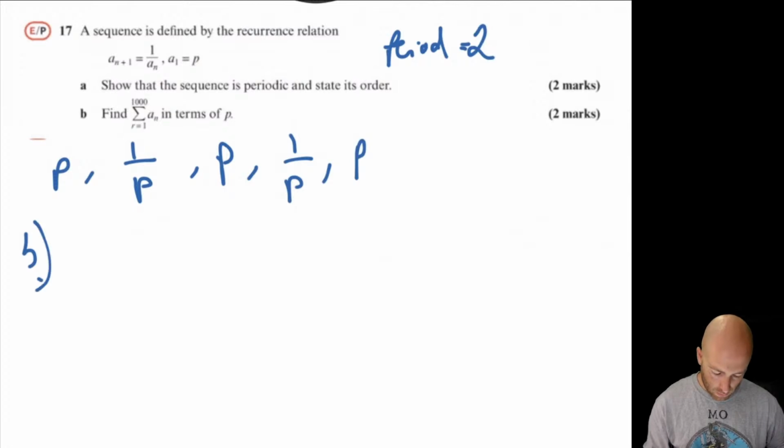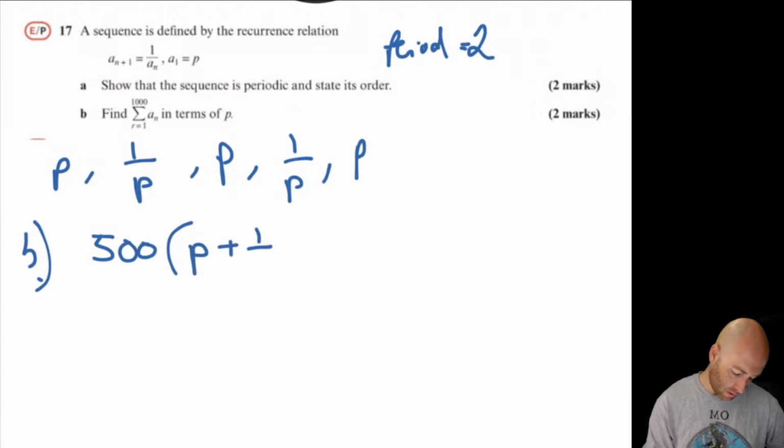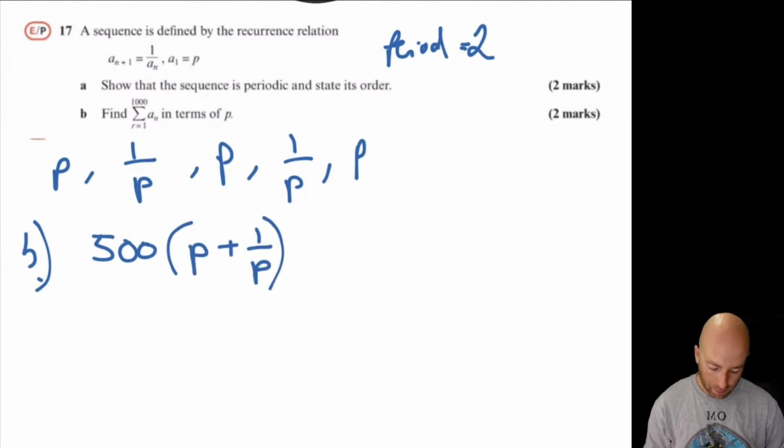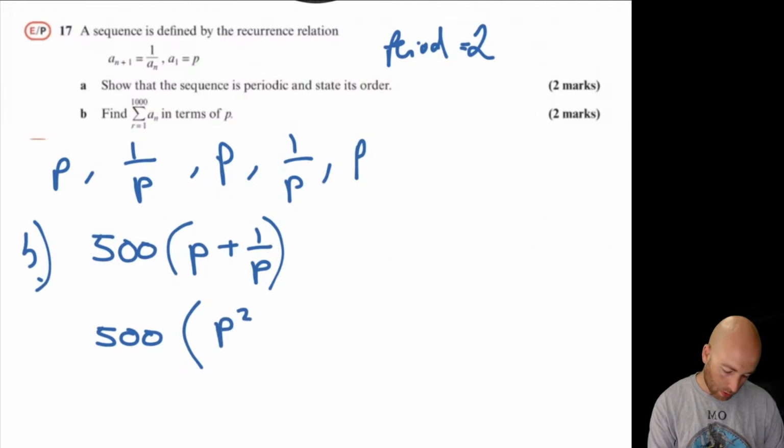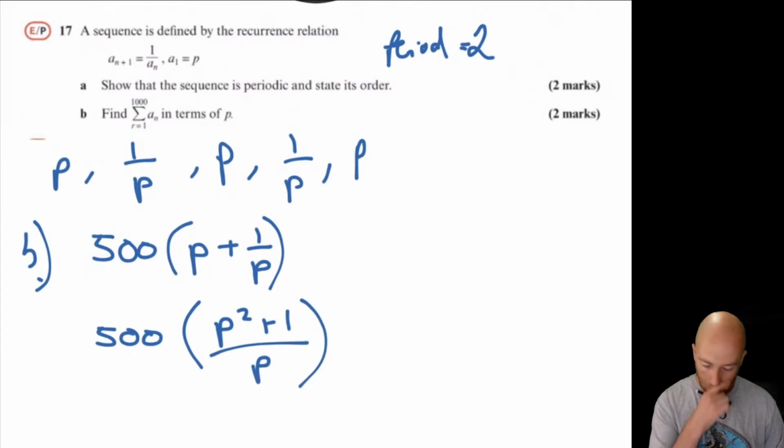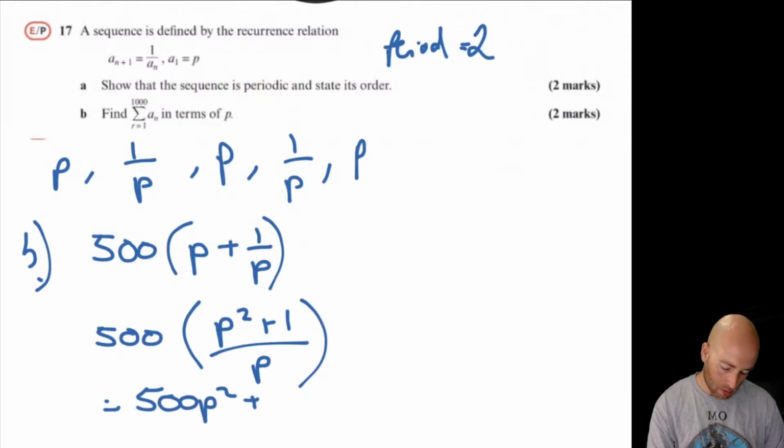For B, find the sum of the first 1,000 terms. Well, that's going to be 500 lots of p plus 1 over p, which would be 500 lots of p squared plus 1 over p, which I guess is all we can really write for this. We could say it's 500p squared plus 500, all over p. Either of those I think would do the job.